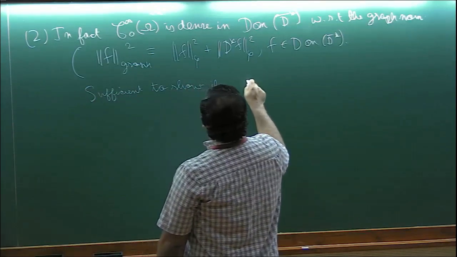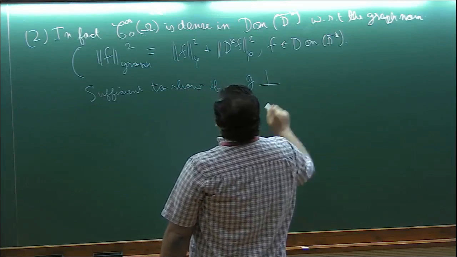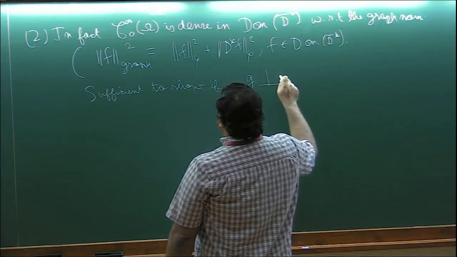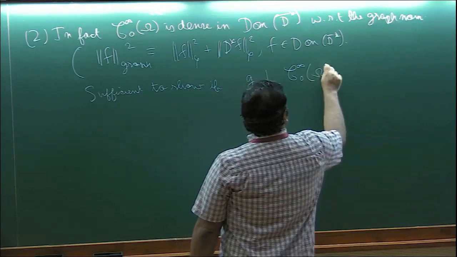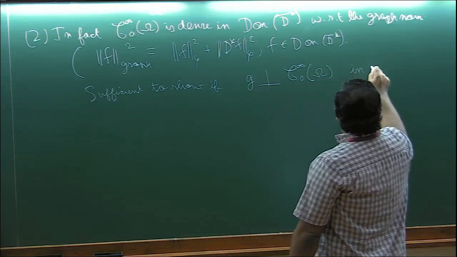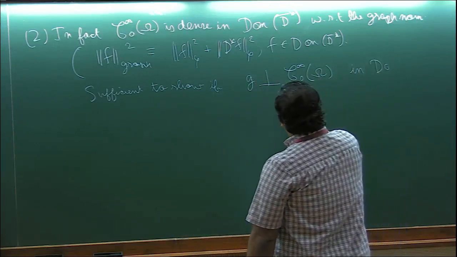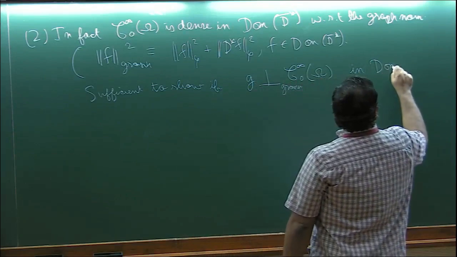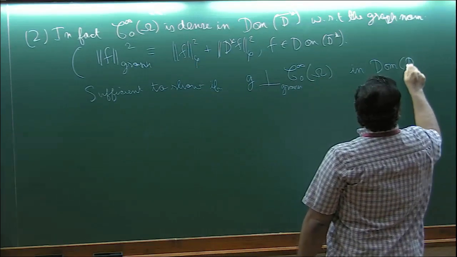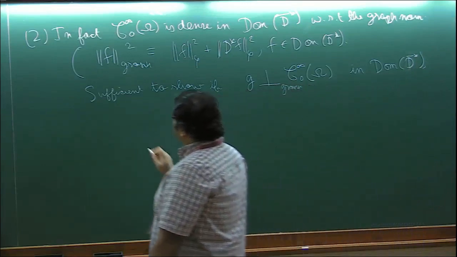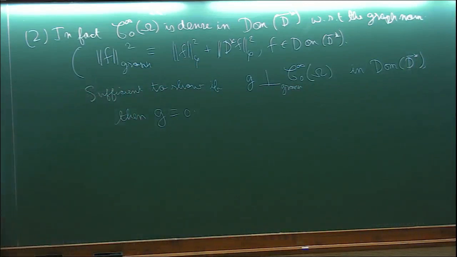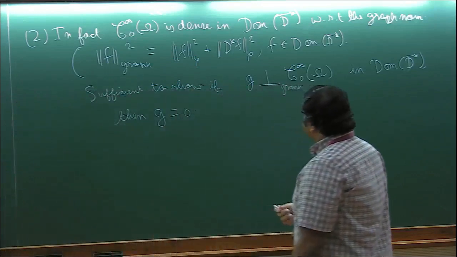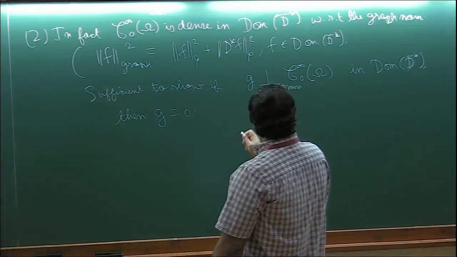Suppose some g is perpendicular to this C infinity with compact support in omega, with respect to the graph norm, in the domain of, my notation is like this, D bar star. Then g is zero, right? If something is orthogonal to a dense subspace, then it must vanish. But that is basically just a computation. So let us quickly try to do that.